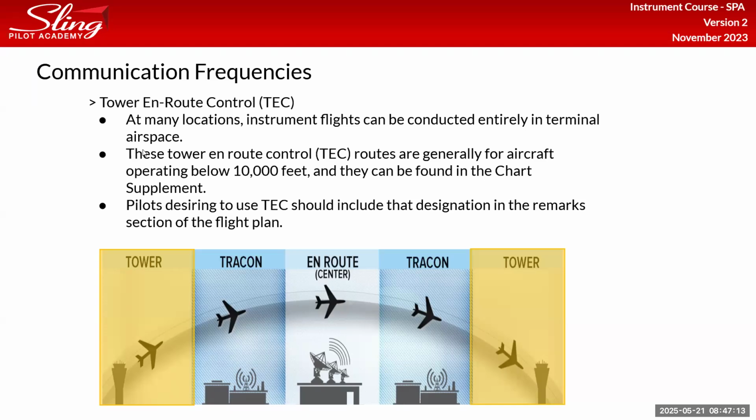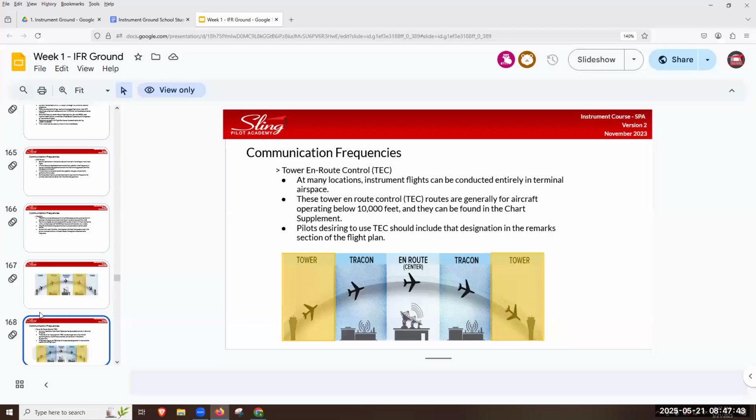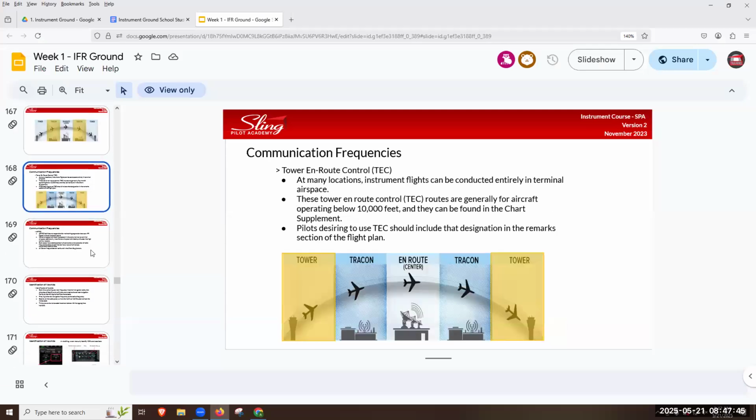Tower and en route control. At many locations, instrument flights can be conducted entirely in terminal airspace. These tower and en route control tech routes are generally for aircraft operating below 10,000 feet and can be found in the chart supplements. Pilots desiring to use tower and en route control should include that designation in the remarks section of the flight plan. So let's go ahead, maybe they give an example. No, they don't.